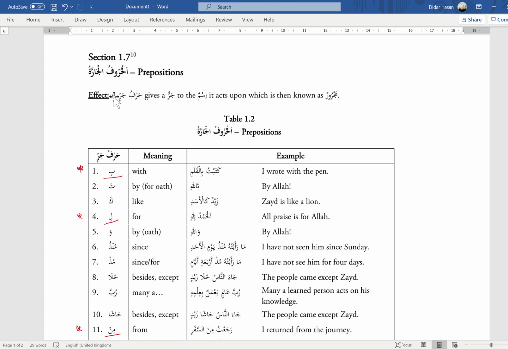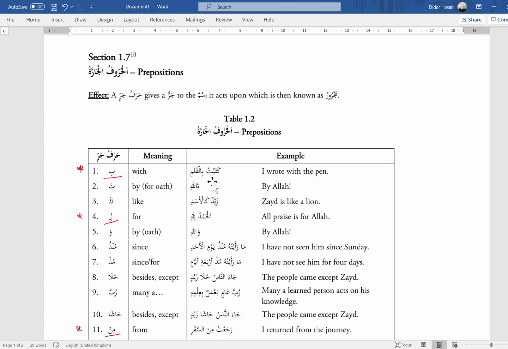A particle of jar gives a jar, meaning a kasra, to the ism it acts upon, which is then known as majroor. So the particle itself is known as harfu jar, and the word that it gives a kasra to is known as a majroor. So if you look at the example over here, it says katabtu bil qalami. So the B is a harfu jar, and what's the majroor? Al-qalami. So that's why the qalami has a kasra. So the B is the harfu jar and the qalami is the majroor.